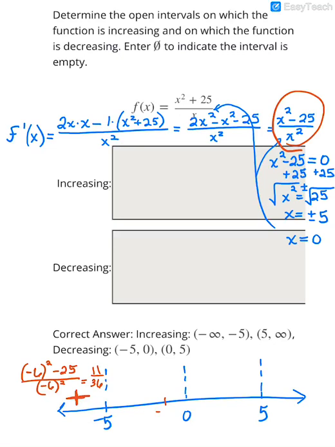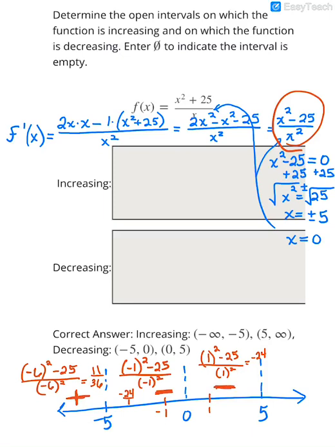All right, so then I need something in between -5 and 0. So I'm just going to use -1 and plug it into my first derivative. So -1 squared minus 25 over -1 squared. That's going to leave me with -24 over 1. And again, what really matters is the fact that it's a negative value. Next, I need something in between 0 and 5. So 1 is always easy to plug in. And so when I plug it into that first derivative, 1 squared minus 25 over 1 squared, that also leaves me with a -24. So I get a negative value once again.